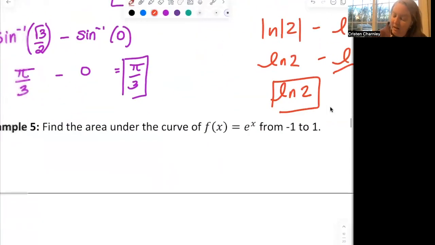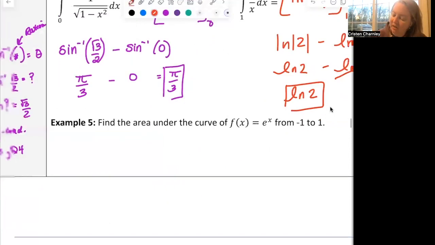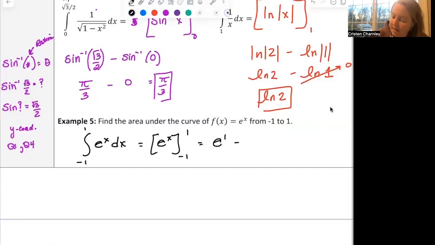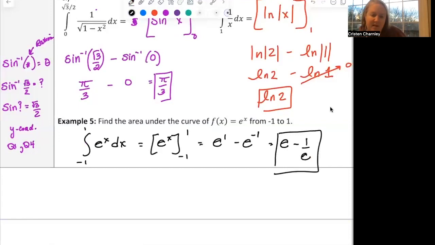Good. Example 5, find the area under the curve of e to the x from -1 to 1. So if integrals calculate the area under a curve, all you have to do is set this up. So here's my integral from -1 to 1, e to the x dx. The antiderivative is e to the x. We're going to evaluate between -1 and 1. So this is e to the 1 minus e to the -1. You don't like negative exponents, so I'd call this e minus 1 over e. You could go through and find a common denominator of e, but it's not necessary.